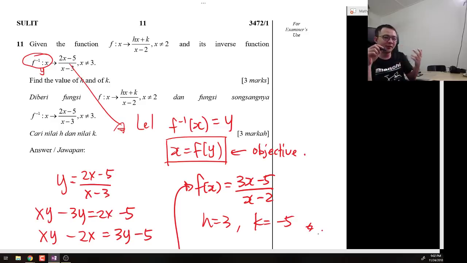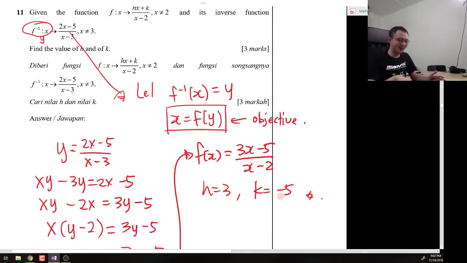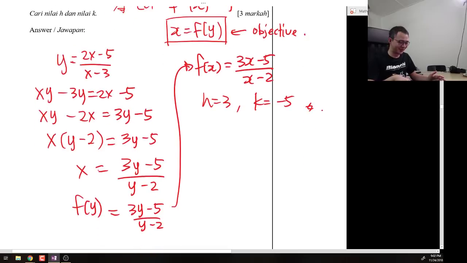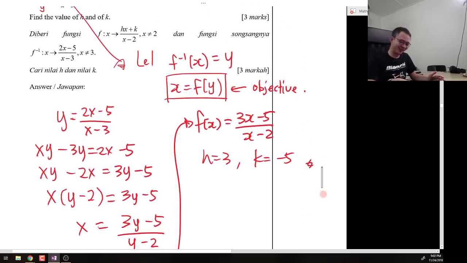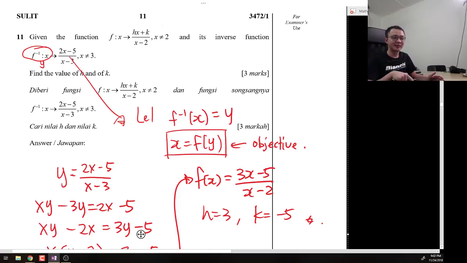Alright, so I hope you can understand. This is inverse function, right? You should be able to do inverse functions. If a few days before the exam you still do not know inverse function, then it's not good. Why not 5? Because this is negative 5. Negative 5 and 5 is not the same.